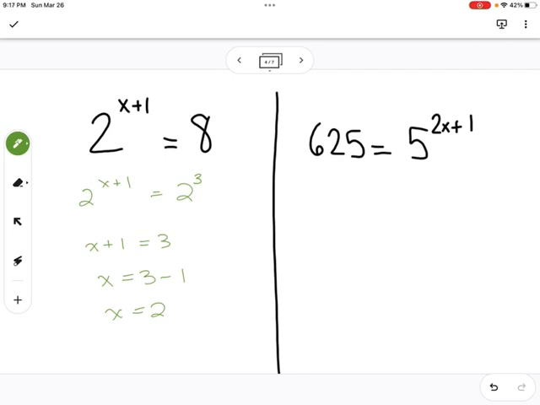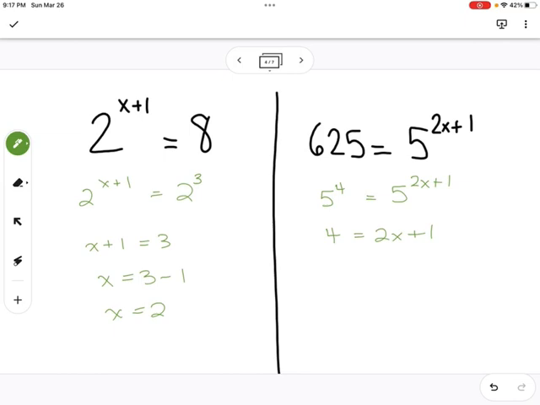And we have 625 equals 5 to the exponent 2x plus 1. We need to make this 625 a power with a base of 5. And that's going to be 5 to the exponent 4. And we set that equal to the other power, 5 to the exponent 2x plus 1. With the same base, we just have our exponents left over. 4 equals 2x plus 1.